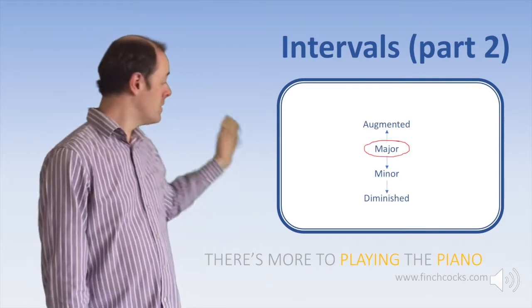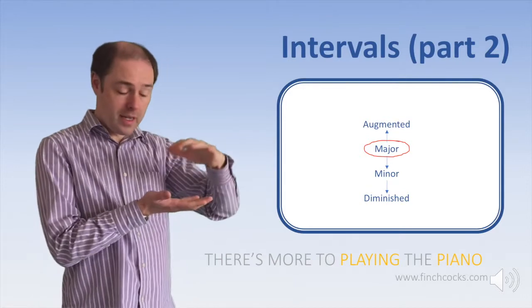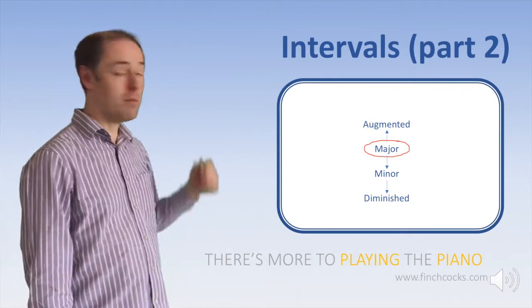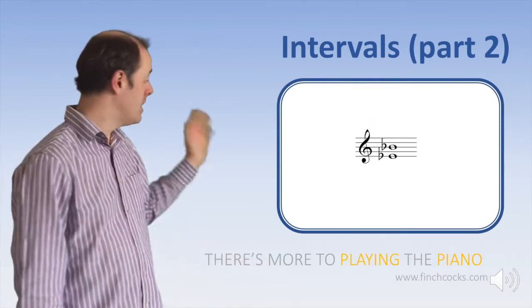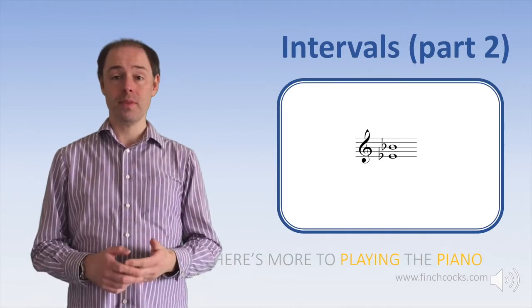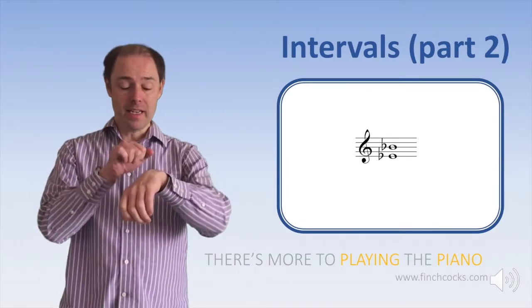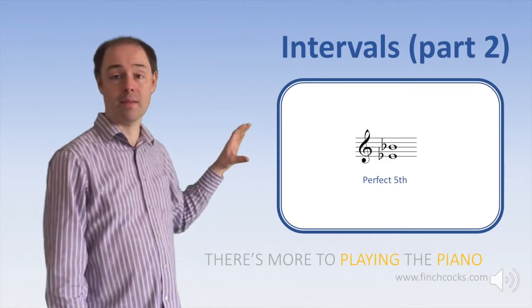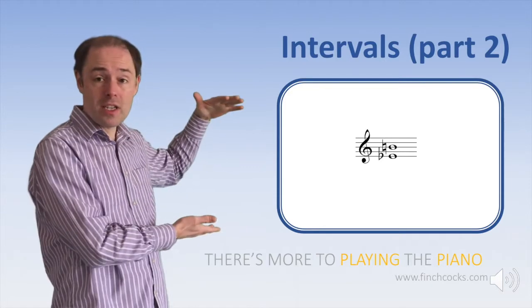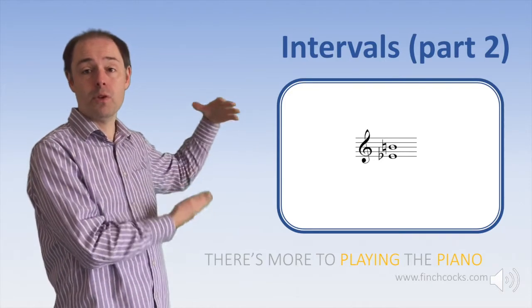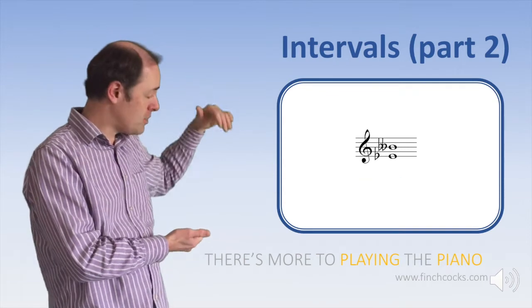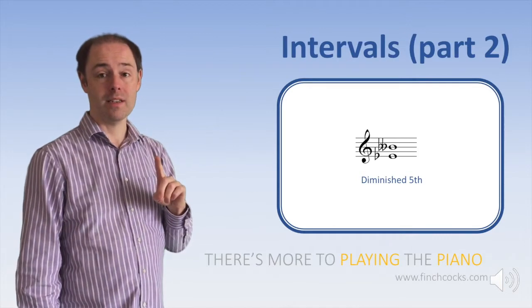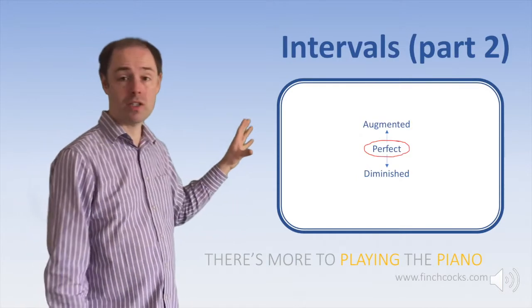So if you have a major interval and you shrink it, it becomes minor, shrink it again, it becomes diminished. Stretch it, it becomes augmented. Now here's a perfect fifth in the key of E flat major. E flat major has a B flat in it, so this is a perfect fifth. It tallies with the scale. If I stretch that interval by having a B natural at the top, I have an augmented fifth. If I shrink the interval, I have a diminished fifth. There's no minor variant.